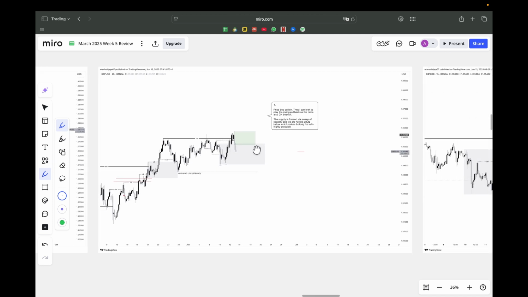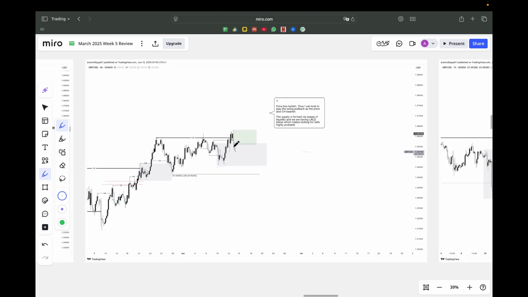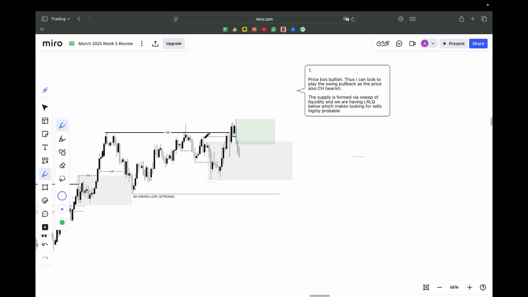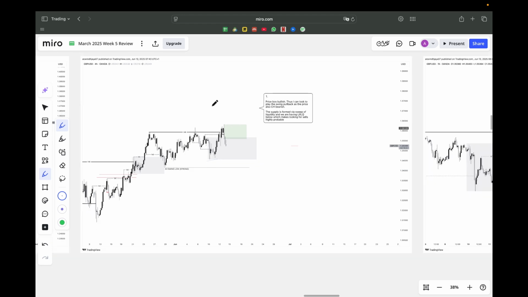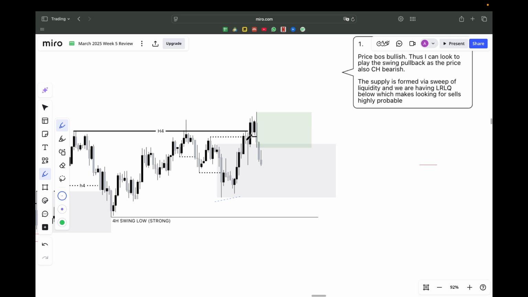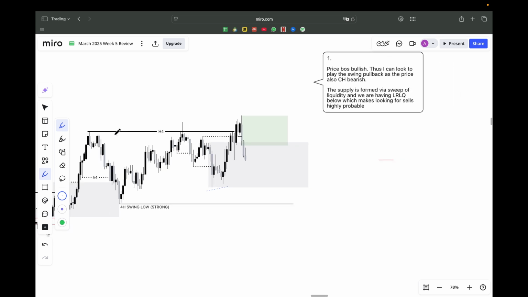Cool. From the 4-hour perspective, it's like playing the swing pullback. The price made a BOS bullish. I told you yesterday, I mean just a few minutes ago, that I would be changing the 4-hour swing structure, and here I go. I did that one, and after this 4-hour BOS bullish, there is a 4-hour CHoCH bearish, and this is a POI from which I can look for sells targeting the low resistance liquidity right here. Cool.